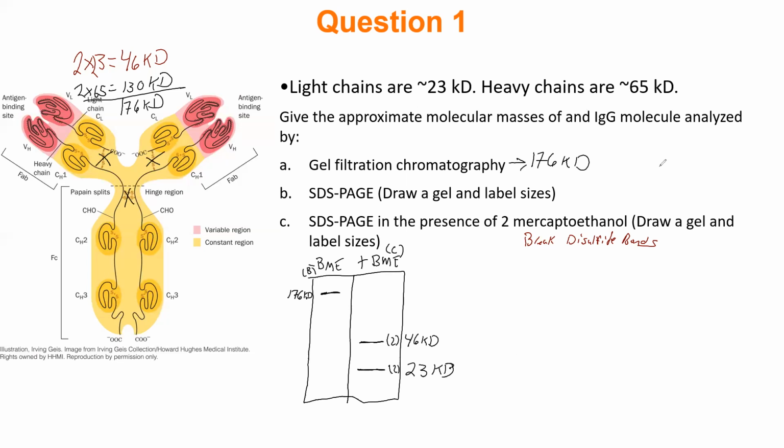I mean, the band might be a little bit thicker than what I have here. Might not be nice and crisp. Might be like a fat band, but yeah, it would not be two separate bands for a light chain or two separate bands for a heavy chain.